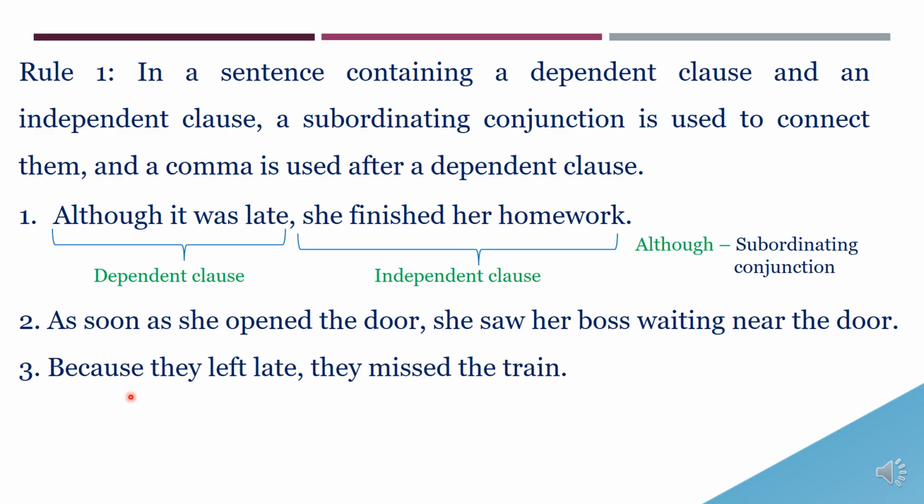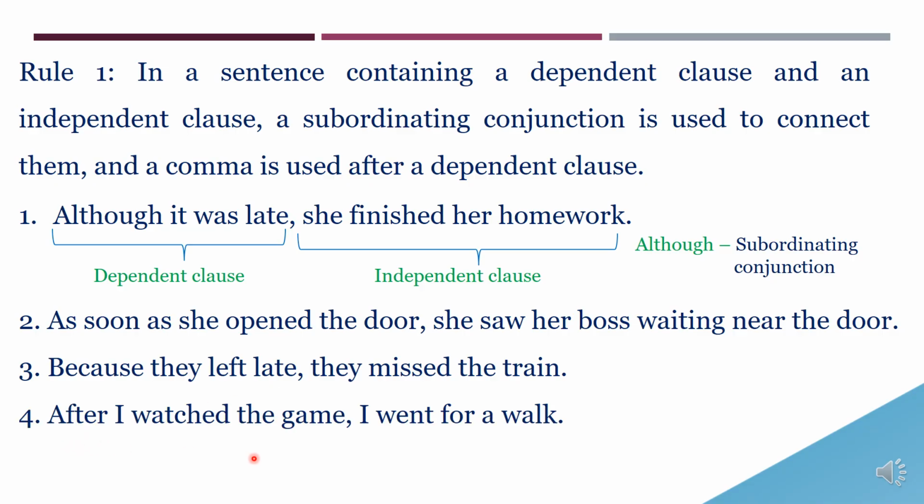Next example: because they left late, they missed the train. See, because is a subordinating conjunction. Because they left late is a dependent clause. They missed the train is an independent clause. Therefore, place a comma after because they left late.